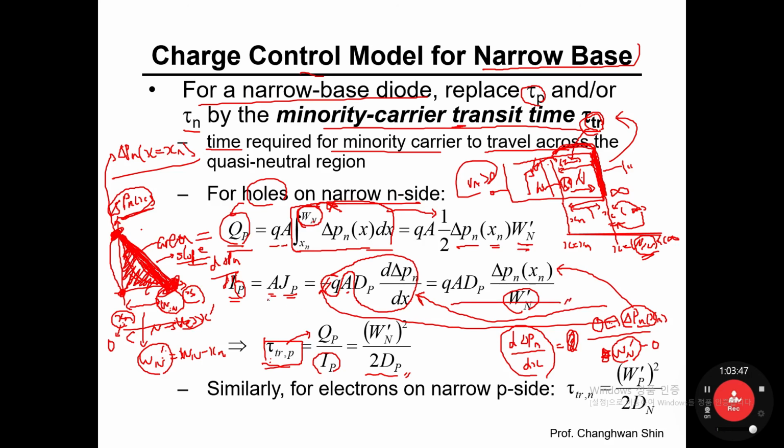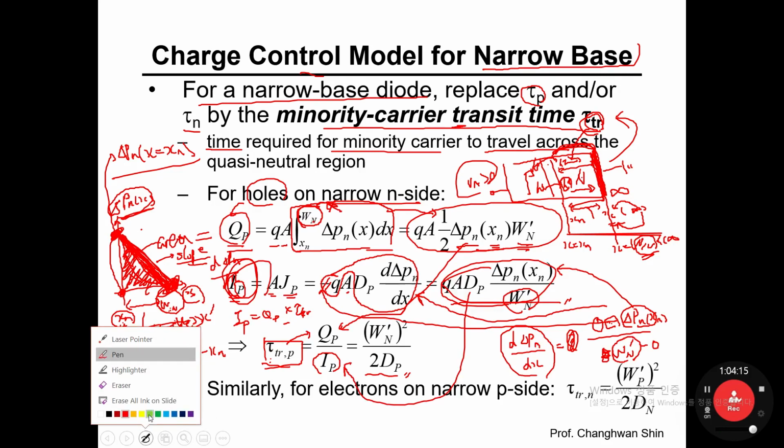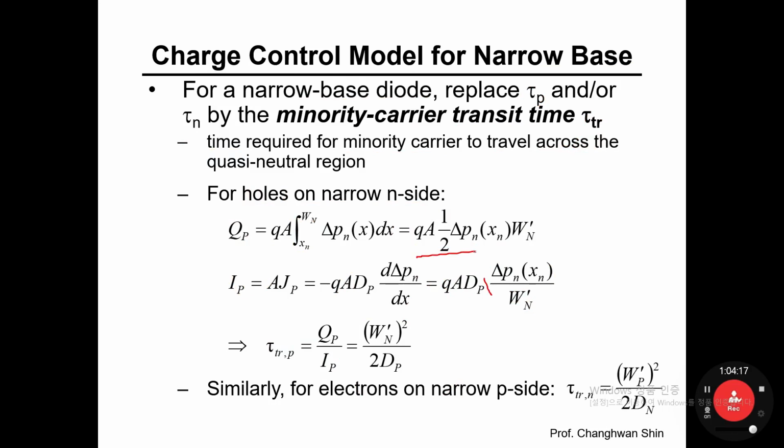So now we're almost done to get minority carrier transit time. Tau of Tr is Qp over Ip, because you know Ip is Qp divided by tau of Tr. So here Qp should be plugged in here instead of Ip. This whole value has been included here. So let me erase my ink. So simply you can divide this term by that term.